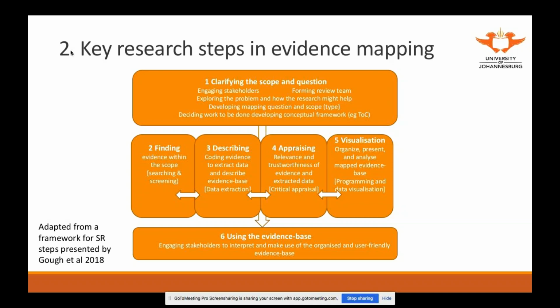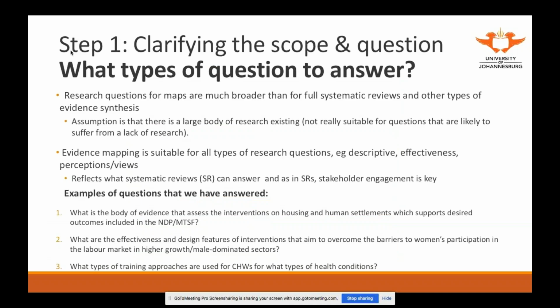So in the first step, to clarify the question and the scope, what types of questions can evidence maps actually answer? Usually evidence maps are tailored for broader research questions than full systematic reviews or other types of evidence synthesis. It's not necessarily a narrow question that you would investigate with an evidence map, because you have the methodology available to deal with a larger body of research.